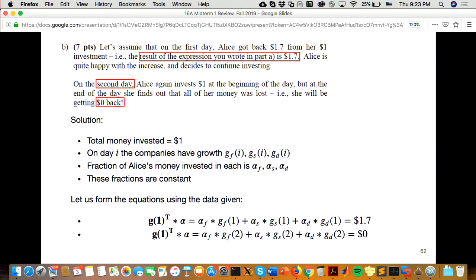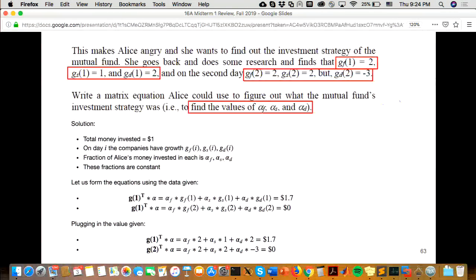So, for day 2, we calculate the equation in the exact same manner. But this time, the returned investment is 0. So, does everyone understand where we got these two equations from? Okay, question. Yes, that is a typo. Thank you. Everyone good? Okay. Let's go read the rest of the question.